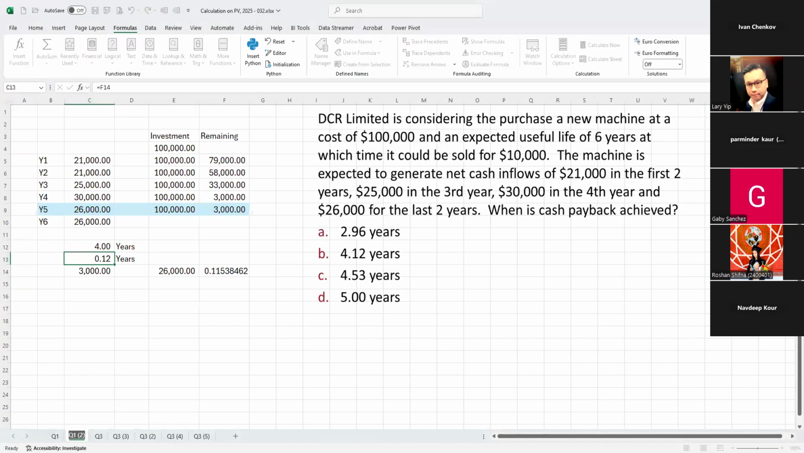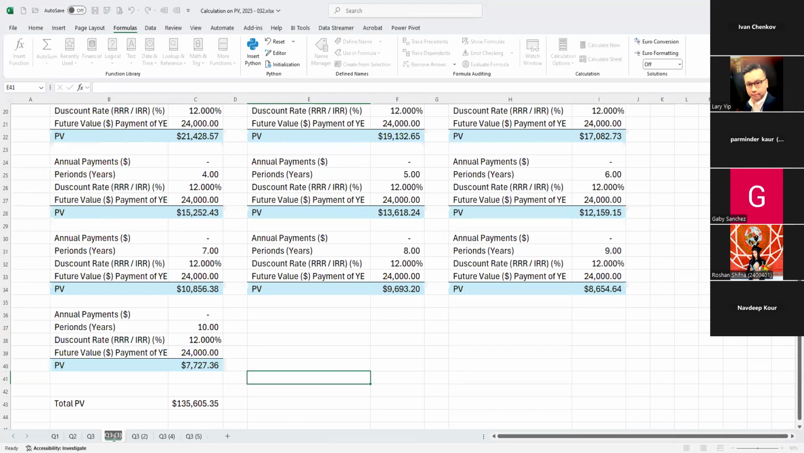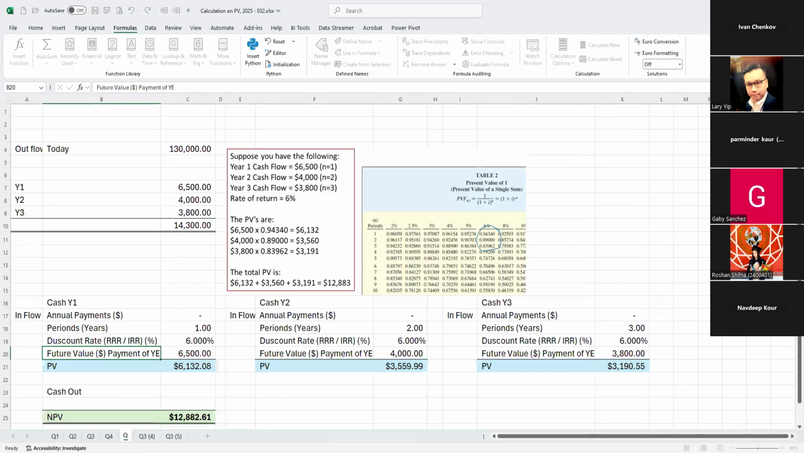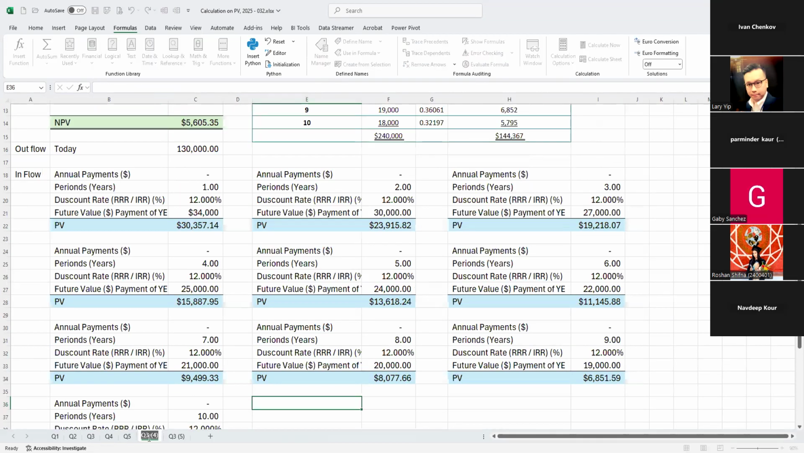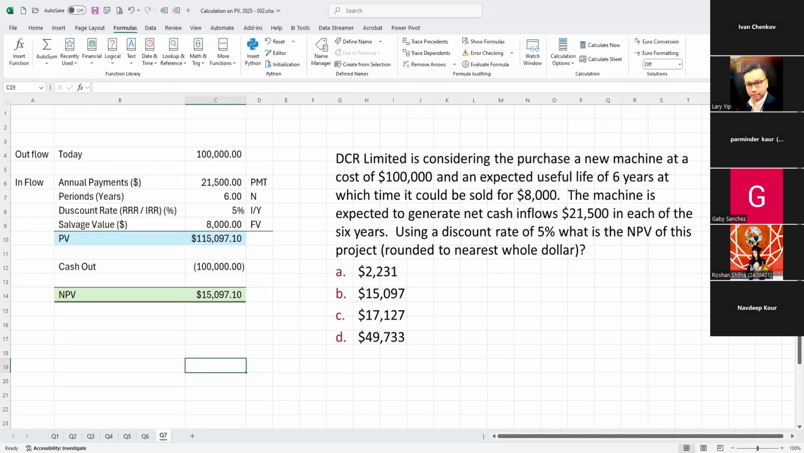Were you guys able to use the Excel spreadsheet that I sent you? Guys, were you able to use this Excel spreadsheet or no? Yes, sir. Did you get the same as what I get? Yes. Okay, that's good. So let's move on.